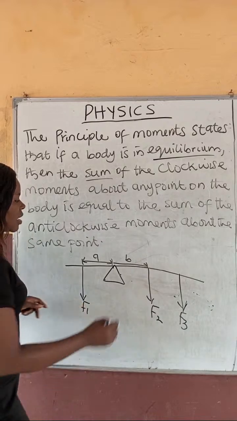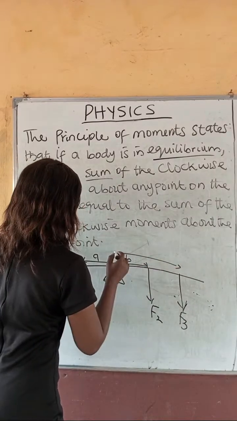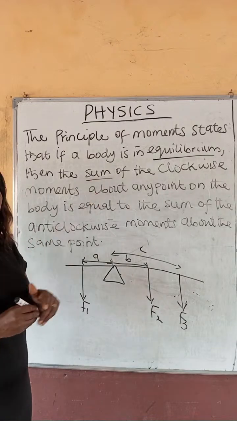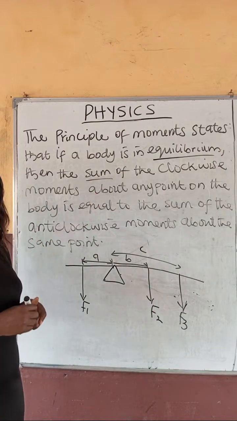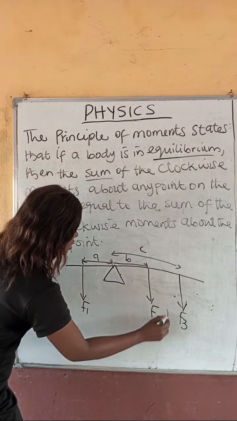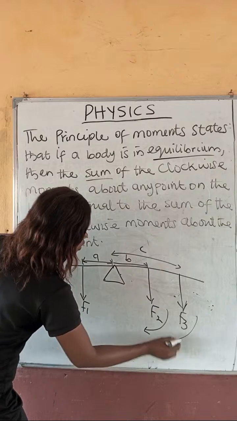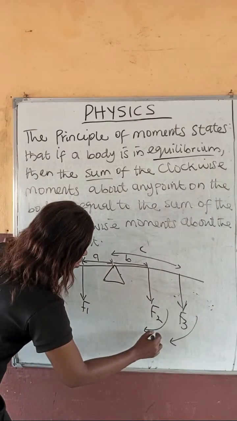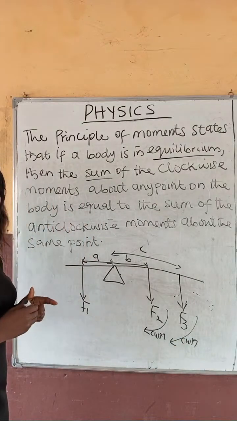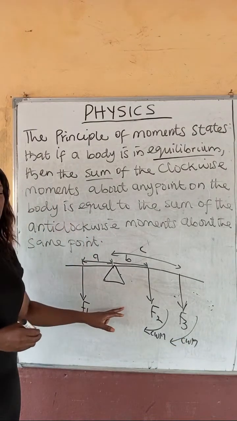Clockwise. And the distance from here to here is what? C. Are you getting it? For the sum of the clockwise moments, there's a possibility that you may not have just one clockwise moment. This one is clockwise to this, while this one is also what? Clockwise to this. So these are clockwise moments, okay? It's equal to the sum of the anti-clockwise moments.